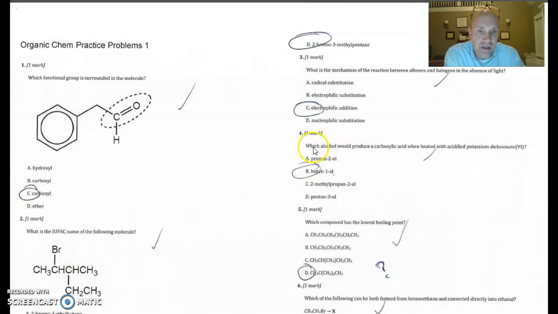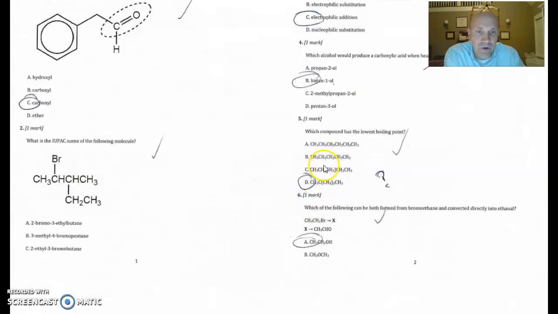All right, which alcohol would produce a carboxylic acid when acidified and heated with that? The key thing here is that you need to find a primary alcohol to do this with. And this would be an example of that. For this one right here, I'm going to skip this one for right now.